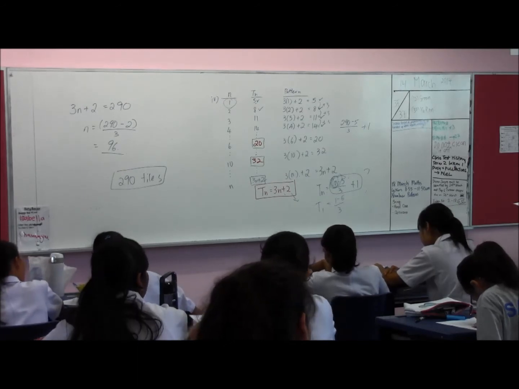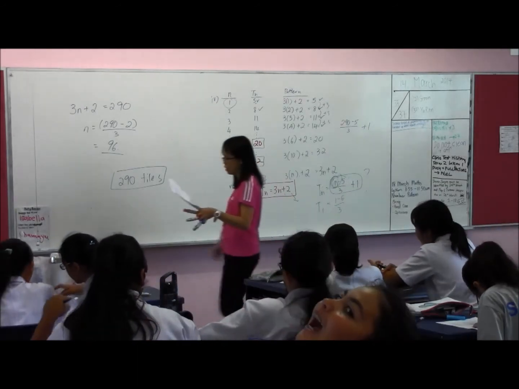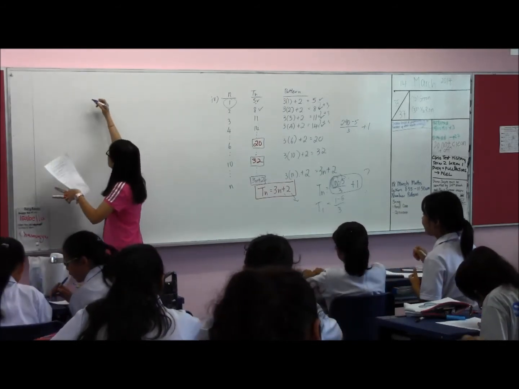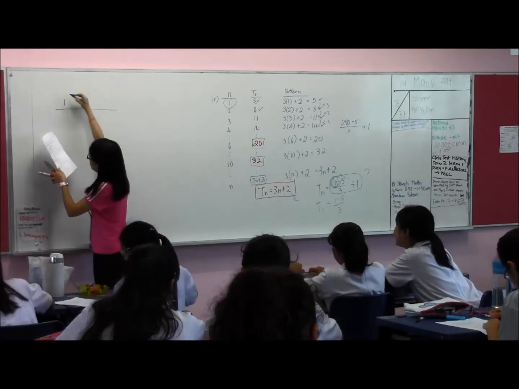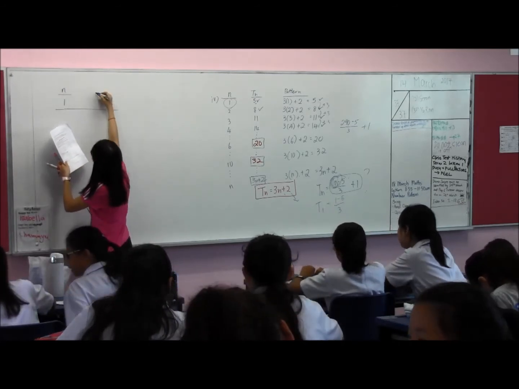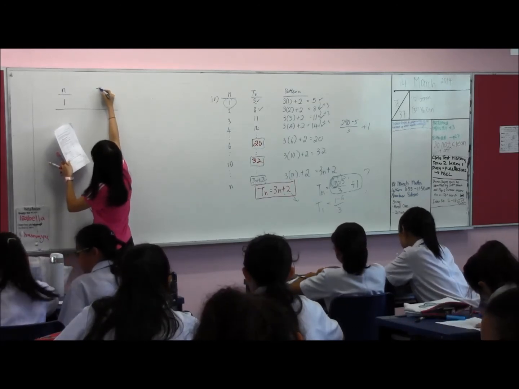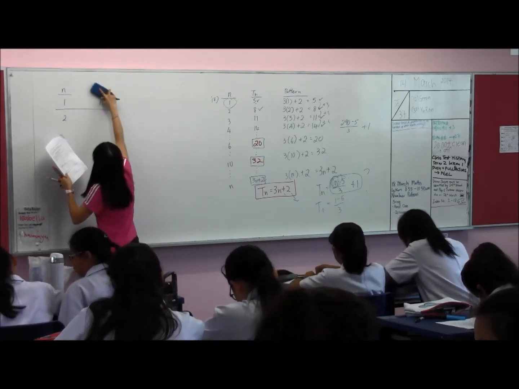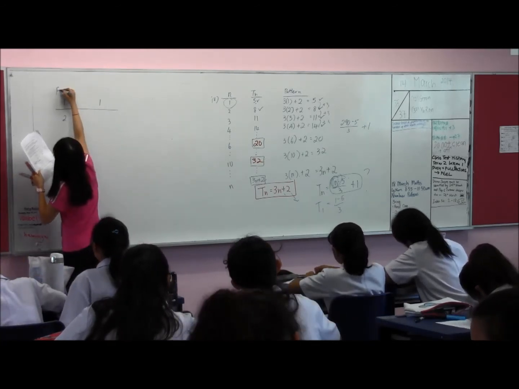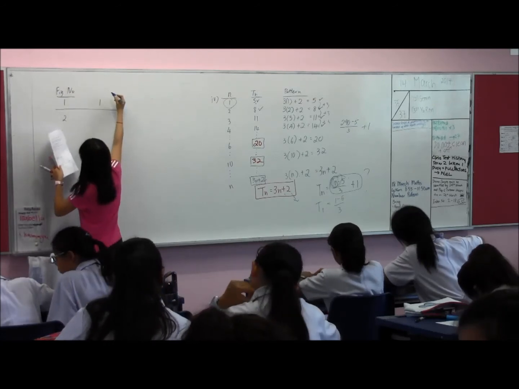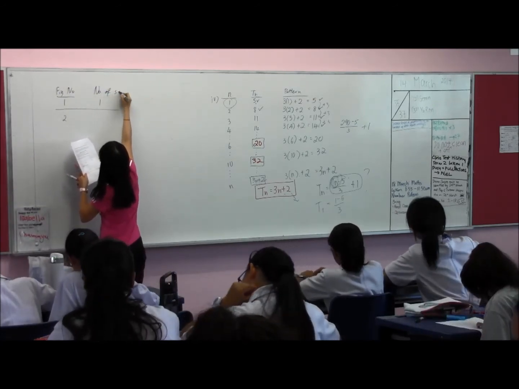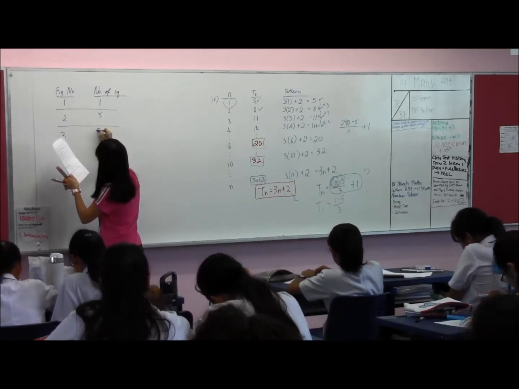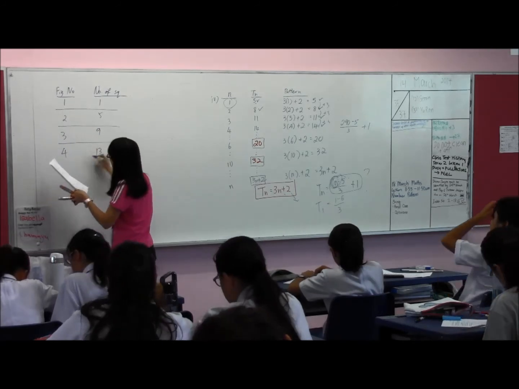But do you really need to draw it out? Can you do some pattern recognition? Can you recognize any pattern? I don't use these terms, I write the figure number, and then here is the number of squares. So when it's 2 it is 5, when it's 3 it is 9, when it's 4 it is 13.